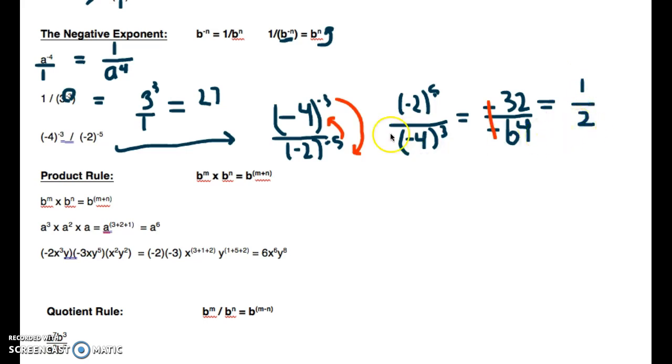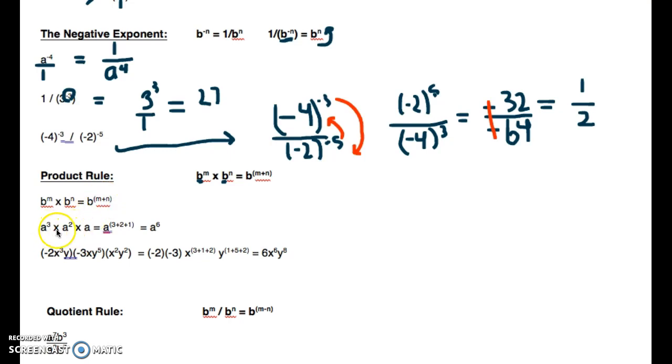Okay, another rule that we're going to look at here is called the product rule. The product rule tells us that if you have same bases, a b and a b, and I'm multiplying them together, my exponents will be added together. So here I have it again right here just to help us remind ourselves. I have b to an exponent times b to a different exponent, which is actually the same as b to the two exponents added together.